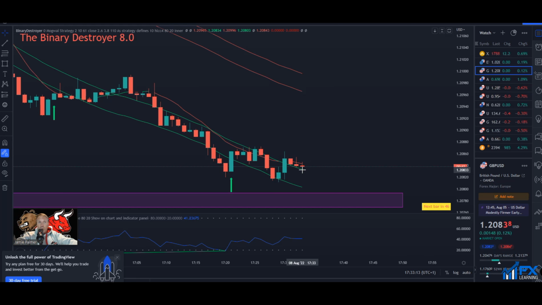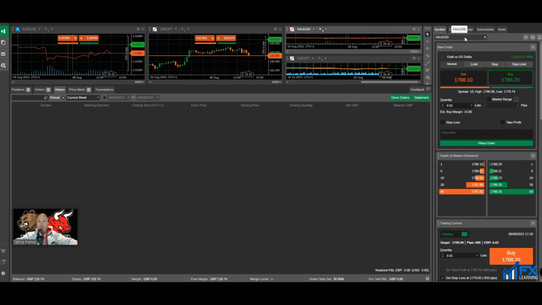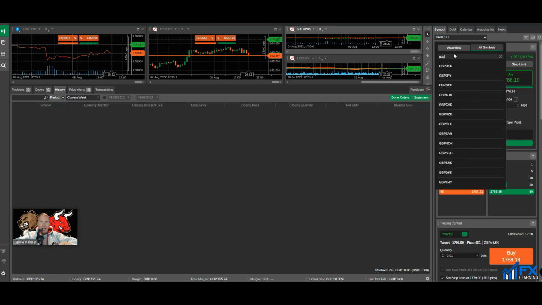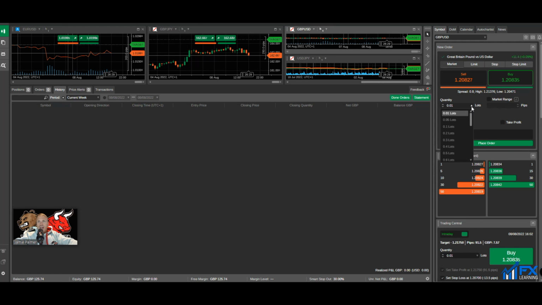Because we now know on the 1 hour we're consolidating, we're in a range. So yeah, could be a possible setup. What I'm going to do is load up my cTrader ready. So GBPUSD, and we see where we get on.